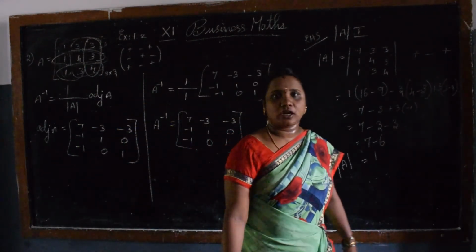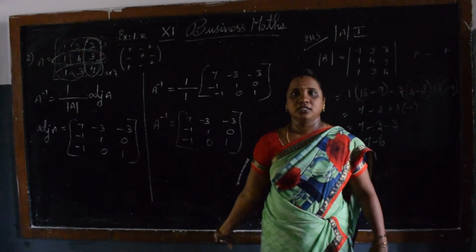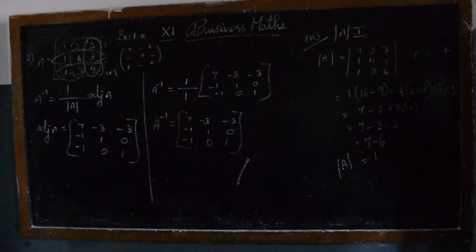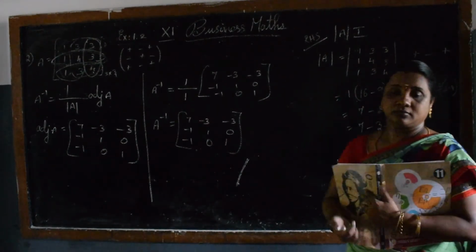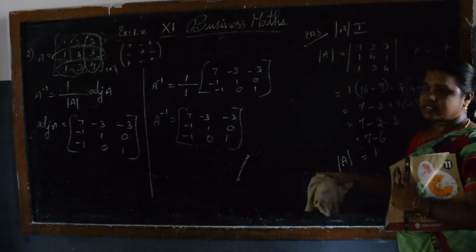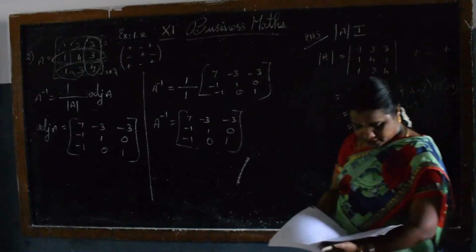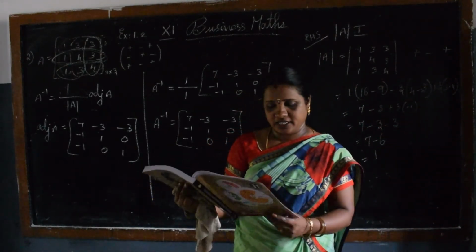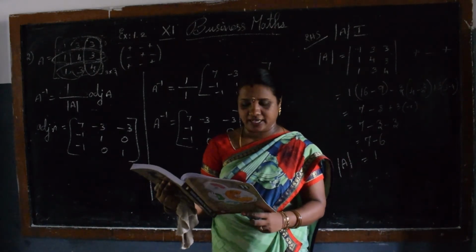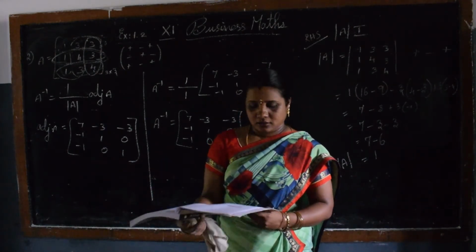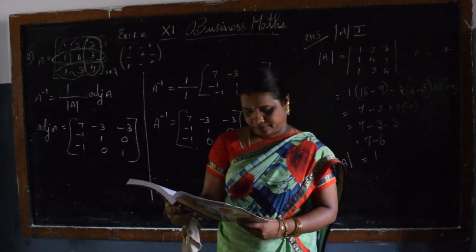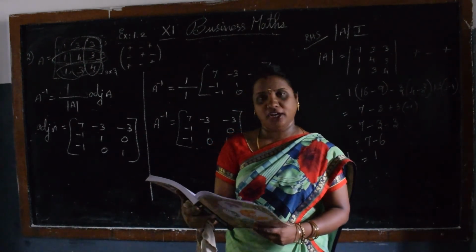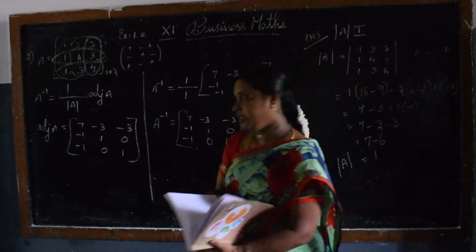Have you understood children? Often they will ask this question in 5 marks. So do it. See the next, third problem. See the question on page number 12. Find the inverse of the given matrices. Totally 4 subdivisions are there. Okay children, I will do the third subdivision. Remaining you do as homework. If you have any doubt you can ask me. Okay children, see the third problem.